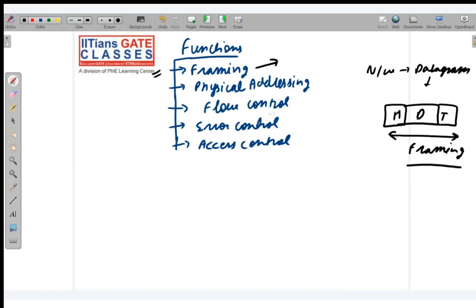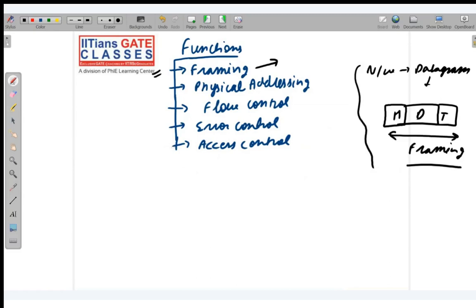Let me write the point. These are theoretical points. If you want me to write, then I can write. Otherwise, I will dictate the notes and you can note them down very fast. That is the much better idea. So I am dictating now. Please try to write these points.